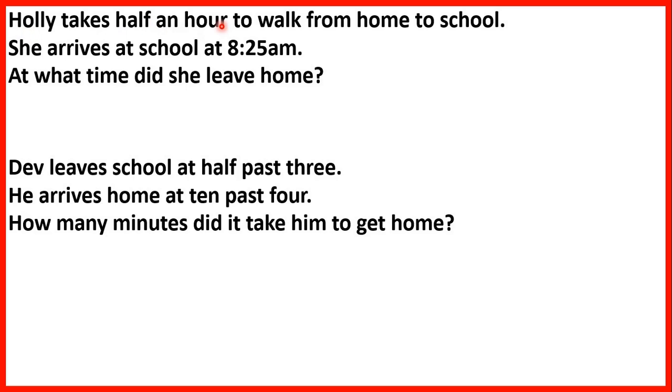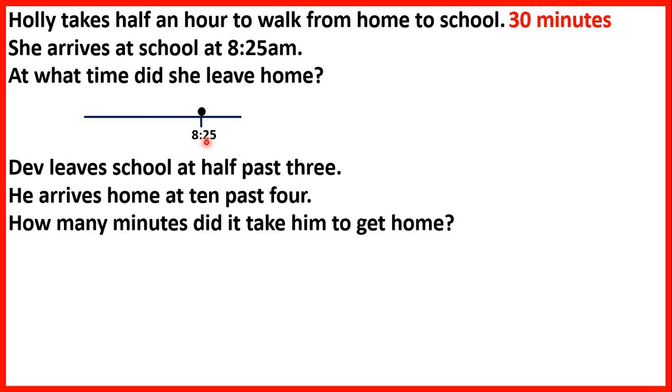Holly takes half an hour to walk from home to school. She arrives at school at 8:25 a.m. At what time did she leave home? So we can use a timeline. We know that half an hour is 30 minutes because an hour is 60 minutes and half of 60 is 30. So we know that she arrives at 8:25, so she must leave home 30 minutes before that time.